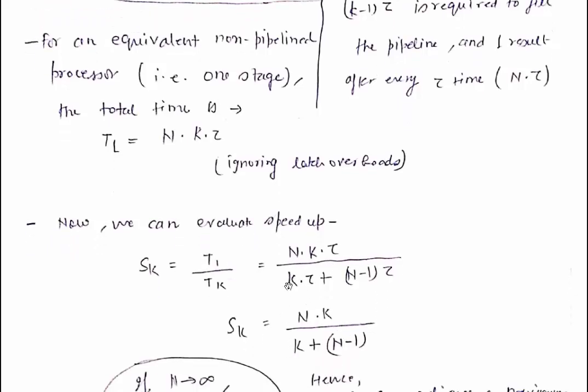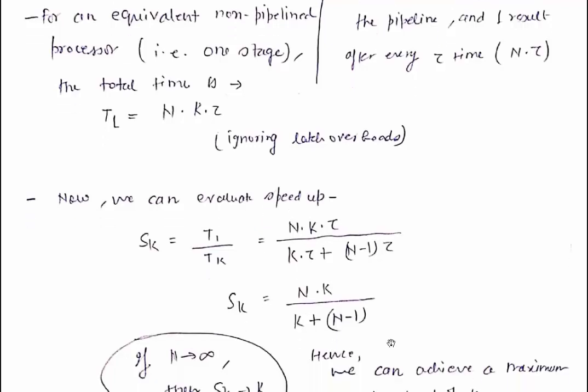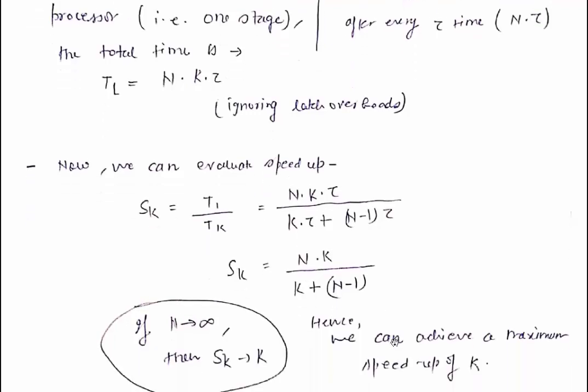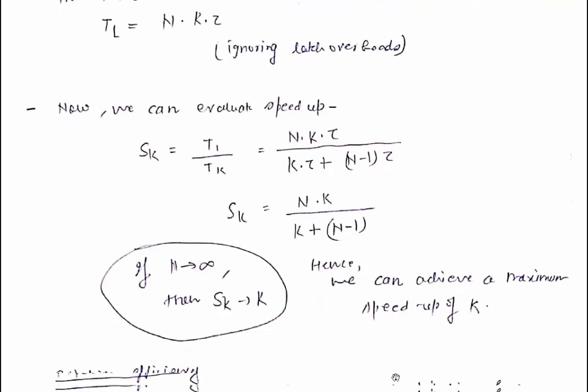Now in this expression you can cancel out k tau, so it would be n into k divided by k plus n minus 1, and if n goes to infinity, you are going to achieve the maximum speed up of k. This is the ideal speed up, but that is just an assumption, that for a very large amount of n you are able to get the speed up of k.